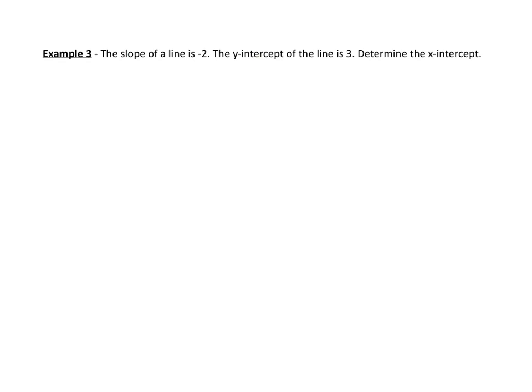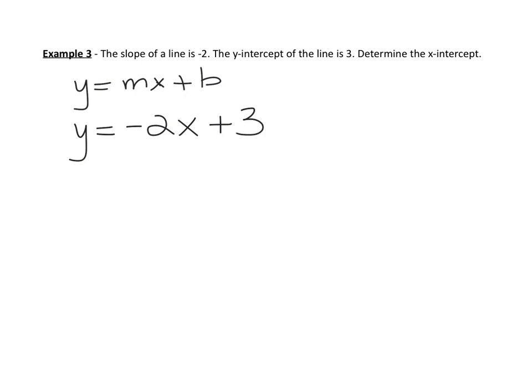And the equation of the line is given by y equals mx plus b. Remember that slope is represented by the letter m, and the y-intercept is represented by the letter b. So if we know the slope and the y-intercept, we could simply just stick them into our equation template. So by doing that, that would give us y equals negative 2x plus 3.